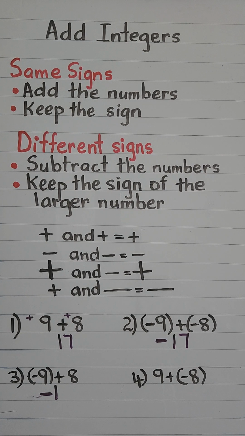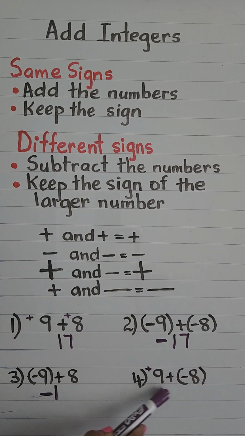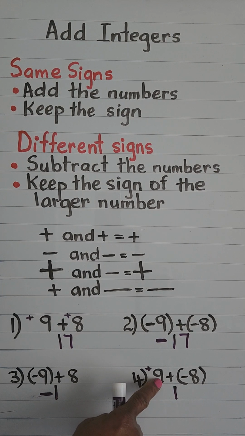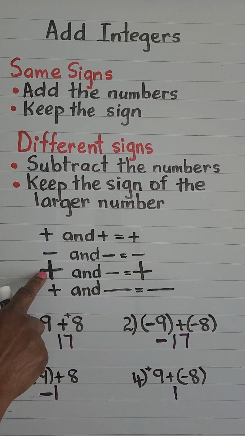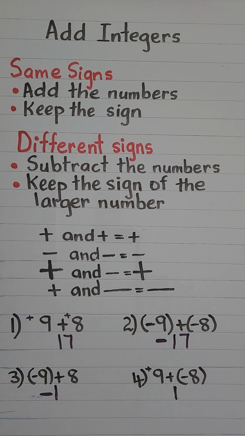Next, 9 plus negative 8. So here again we have two different signs because this is a positive and this is a negative. And when it is two different signs, we have to subtract the numbers. So 9 take away 8 is equal to 1. But 9 is the larger number, so the larger number is positive. So we're going to keep the positive sign. So that is equal to 1. And there you have it.